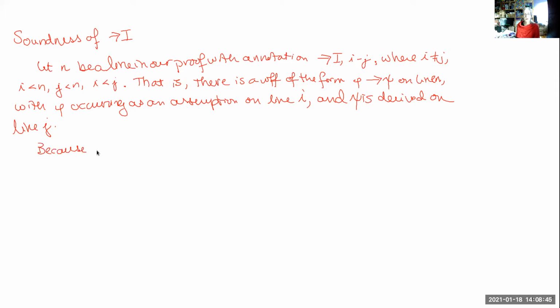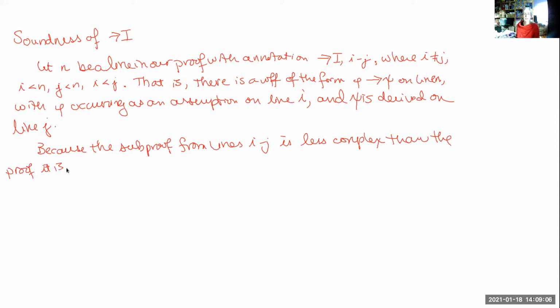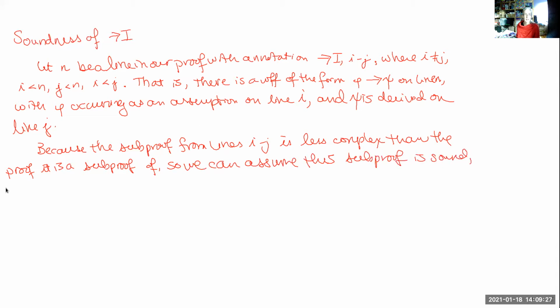So the crucial assumption is that the subproof from lines i to j is less complex than the larger proof that it's in. So the proof it is a subproof of. So what we want to assume is that that entire subproof is sound. So we can assume this subproof is sound.